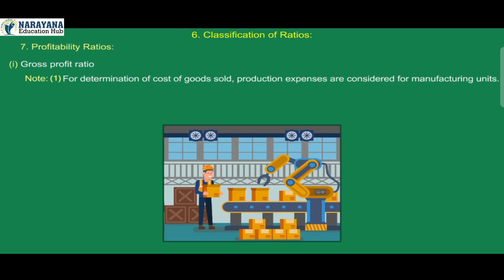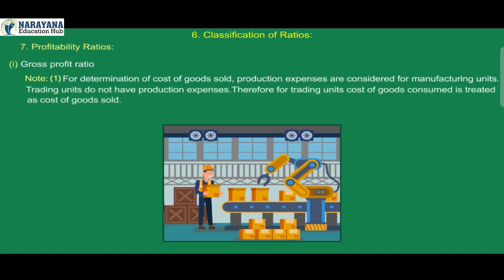Note 1. For determination of cost of goods sold, production expenses are considered for manufacturing units. Trading units do not have production expenses. Therefore, for trading units, cost of goods consumed is treated as cost of goods sold.